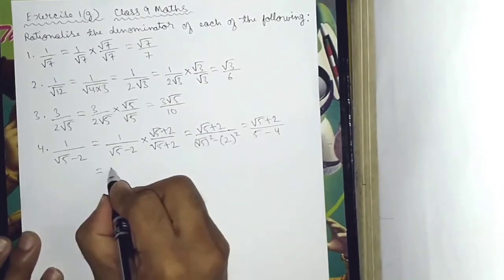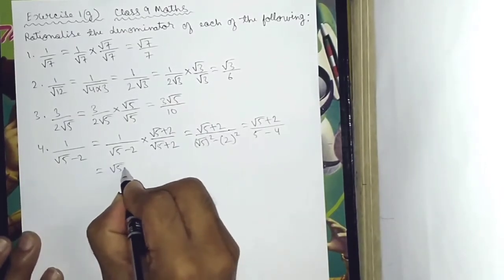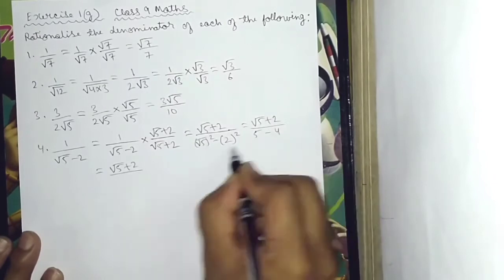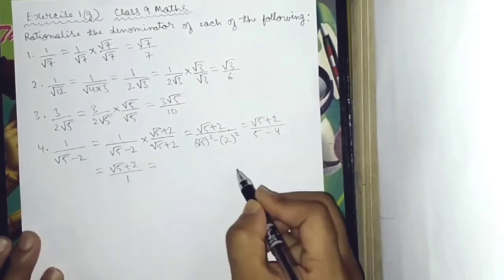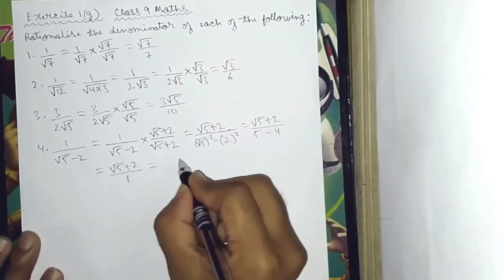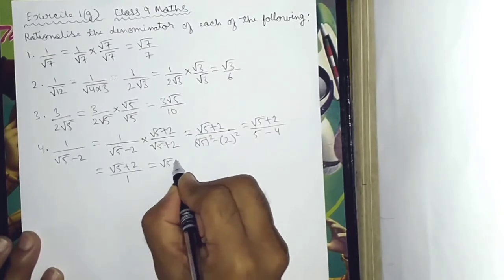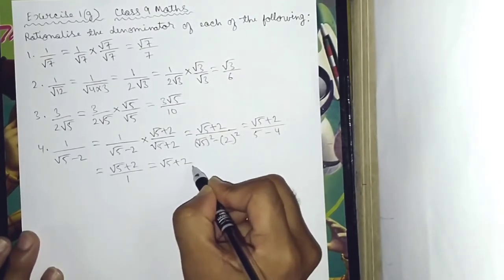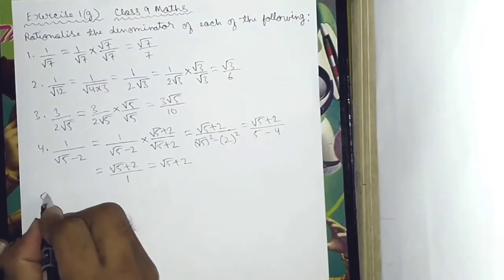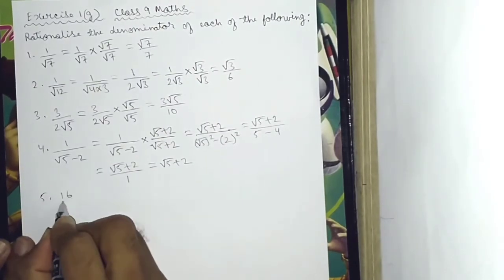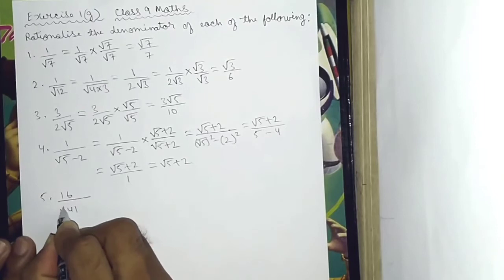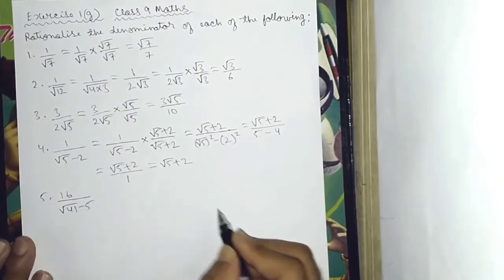This is equal to root 5 plus 2 divided by 5 minus 4, which is 1. And this is equal to root 5 plus 2 divided by 1, so the answer is root 5 plus 2. Number 5, 16 divided by root 41 minus 5.